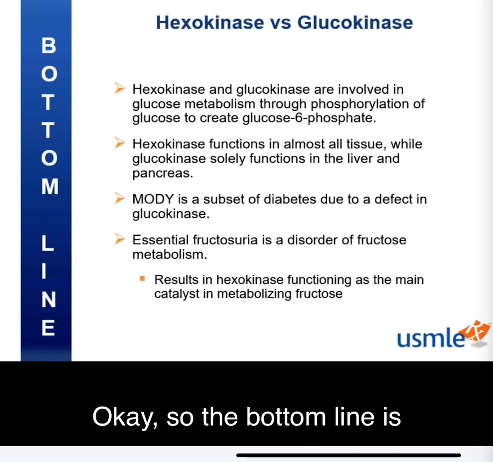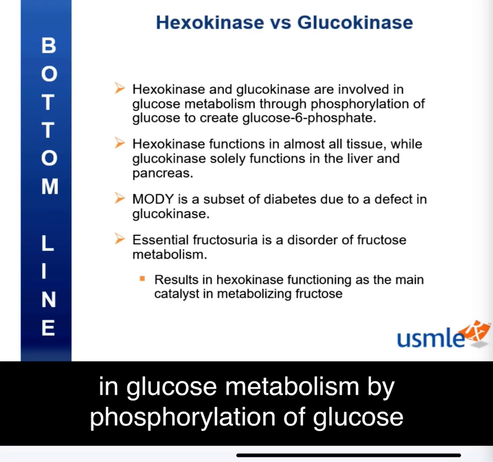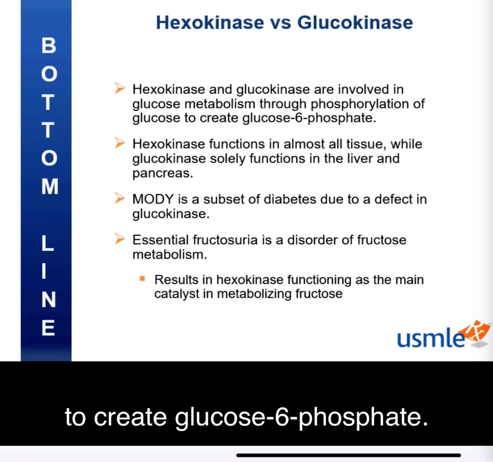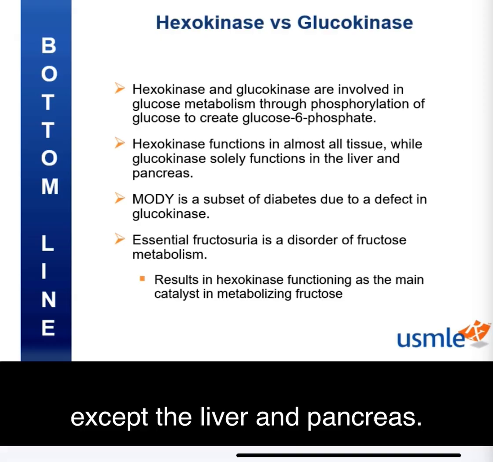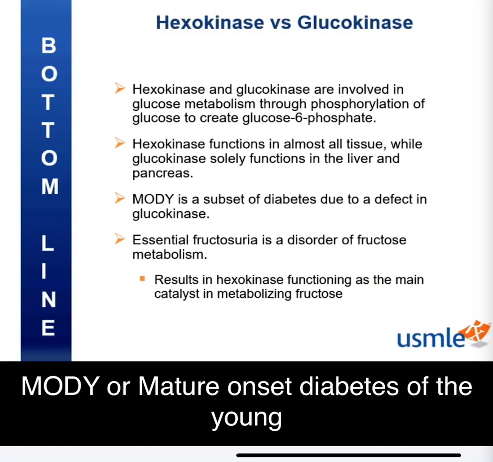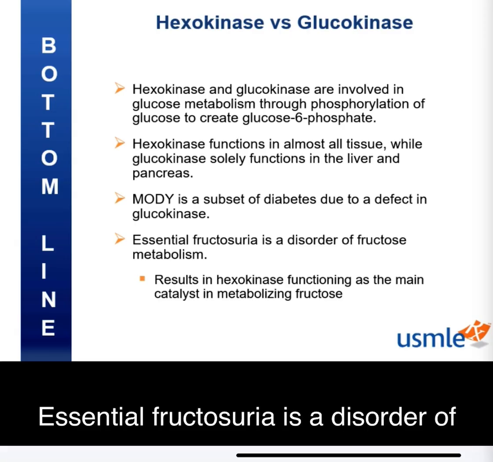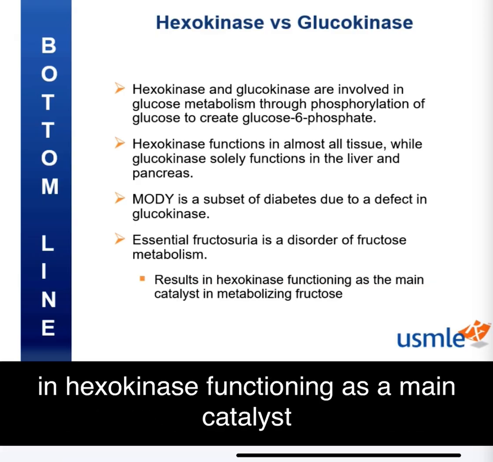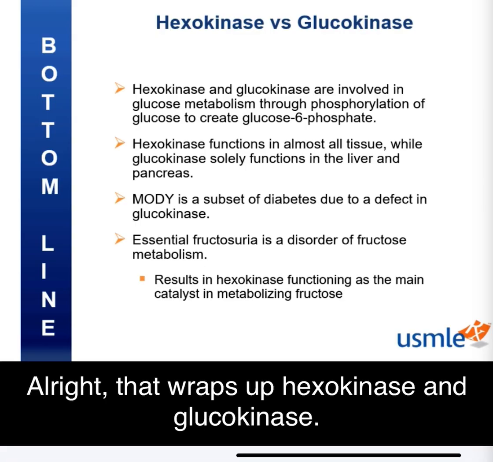Okay, so the bottom line is, hexokinase and glucokinase are involved in glucose metabolism by phosphorylation of glucose to create glucose 6-phosphate. Hexokinase functions in almost all tissue, except the liver and pancreas, while glucokinase solely functions in only the liver and pancreas. MODY, or maturity onset diabetes of the young, is a subset of diabetes due to a defect in glucokinase. Essential fructosuria is a disorder of fructose metabolism that results in hexokinase functioning as a main catalyst in metabolizing fructose through glycolysis. Alright, that wraps up hexokinase and glucokinase.